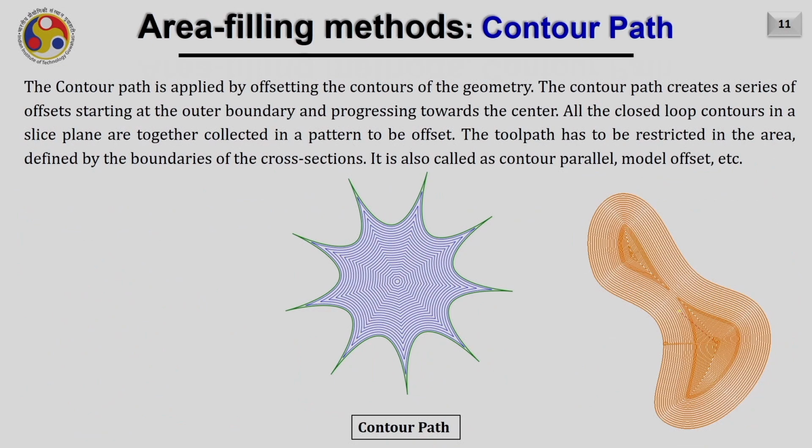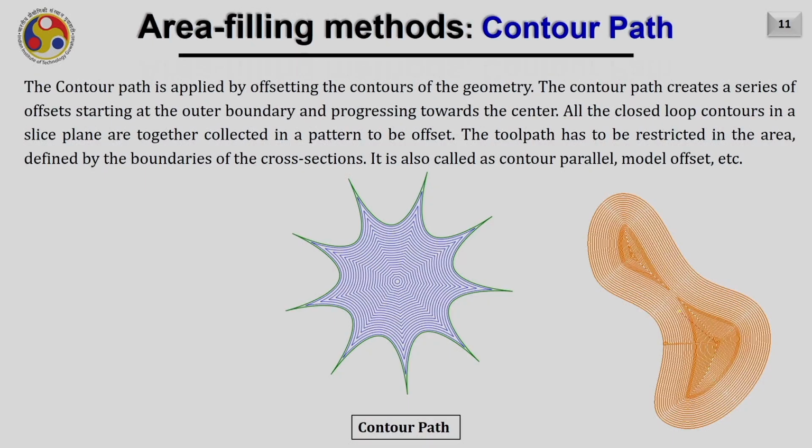The next commonly used tool path for additive manufacturing is the contour parallel tool path, or contour path. The contour path is applied by offsetting the contour of the geometry. Already these contours you have obtained by the slicing between the horizontal plane and the STL file. These contour paths create a series of offsets starting at the outer boundary and progressing towards the center, like you are seeing in this image.